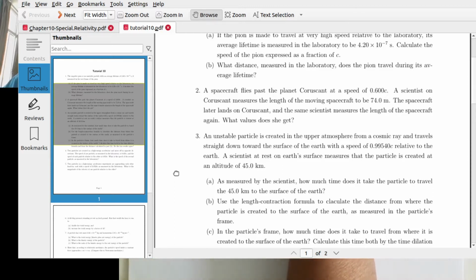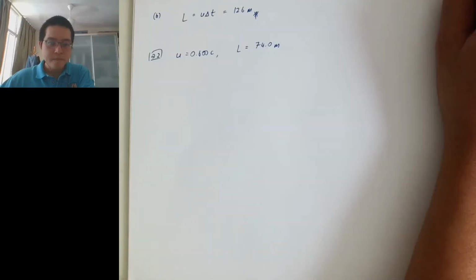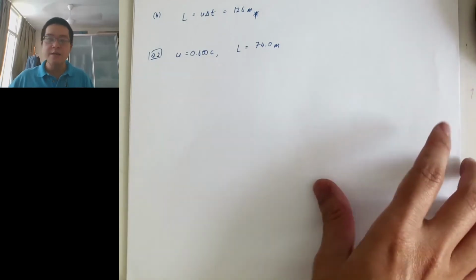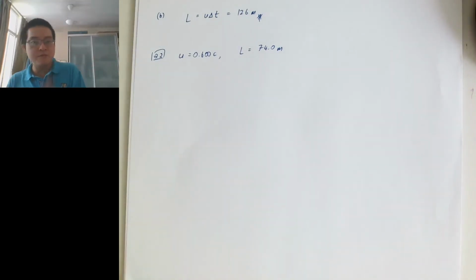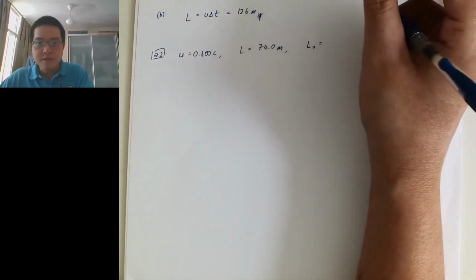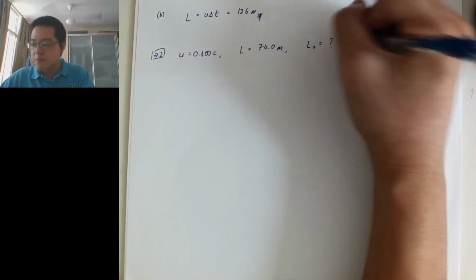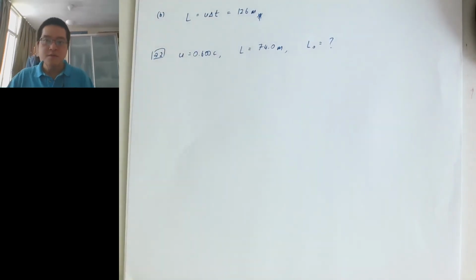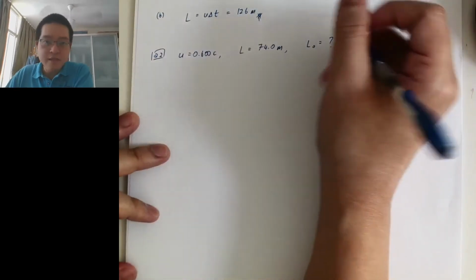So this is not the proper length, right? So it's 74.0 meters. Then the spacecraft lands on Coruscant and the scientists measure the length of the spacecraft. After the spacecraft lands, it becomes the proper length, since they're now in the same frame together, and the scientists measure the length again. We want to determine the proper length, so we want to calculate this, just using the length contraction formula.